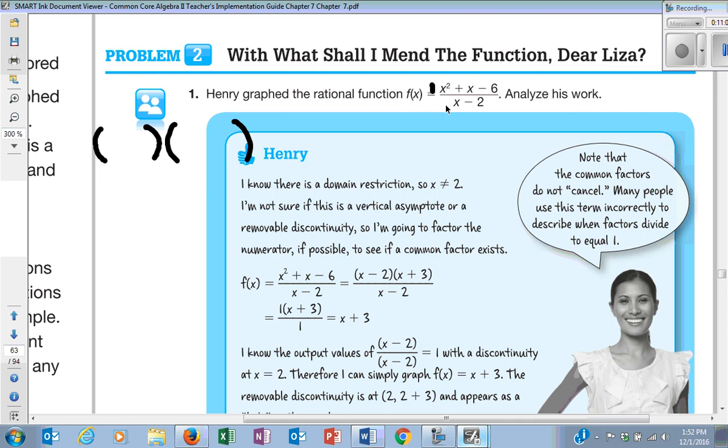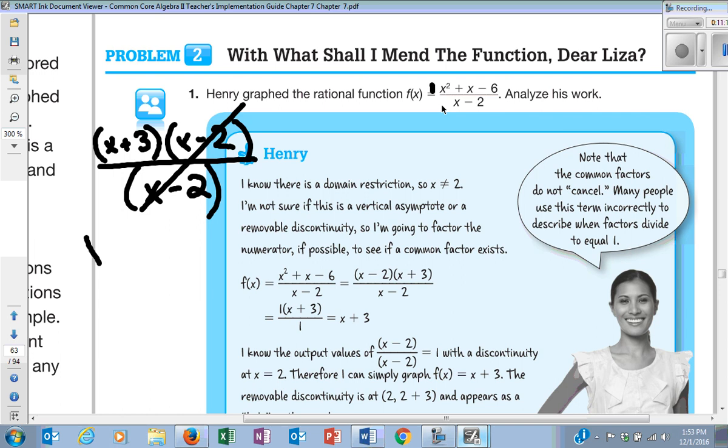So I've got different signs, plus and minus, x, and I've got a positive 3 and a negative 2, and then that's over x minus 2, and what do I know is going to happen with these guys? That's going to cancel out. So I'm going to graph the line y equals, or f of x equals, x plus 3. I'm going to graph that line, but I'm going to have a hole. There's going to be a hole at x equaling 2.